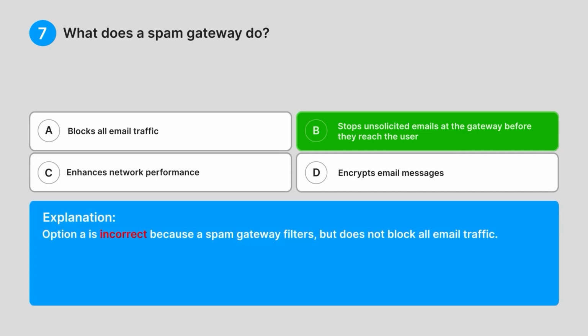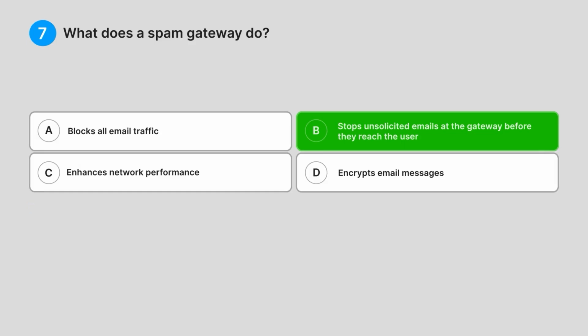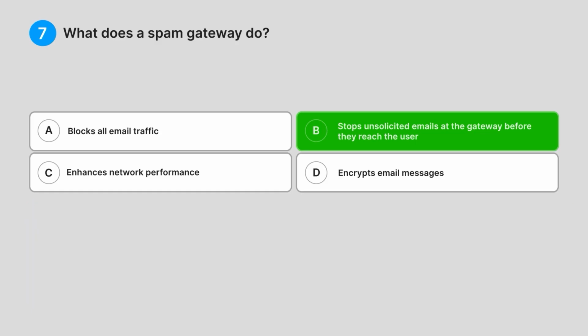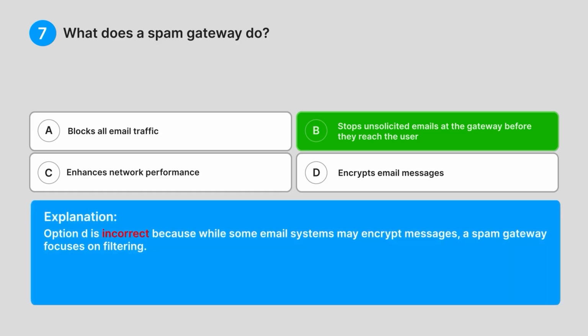Option A is incorrect because a spam gateway filters but does not block all email traffic. Option C is incorrect because enhancing network performance is not the primary function of a spam gateway. Option D is incorrect because while some email systems may encrypt messages, a spam gateway focuses on filtering.